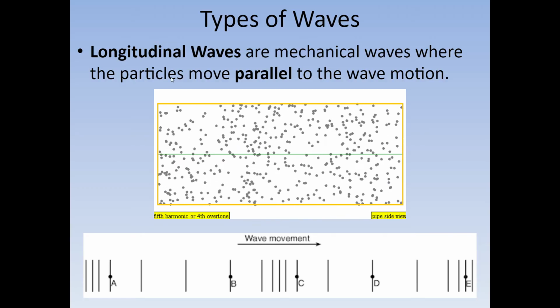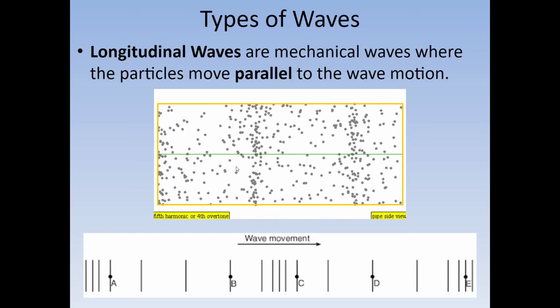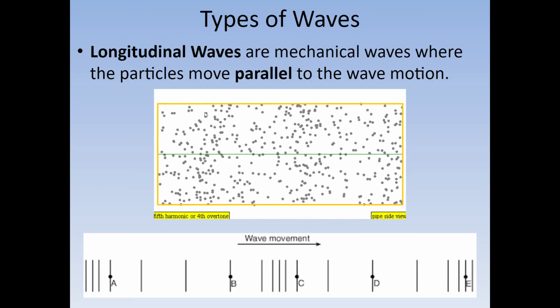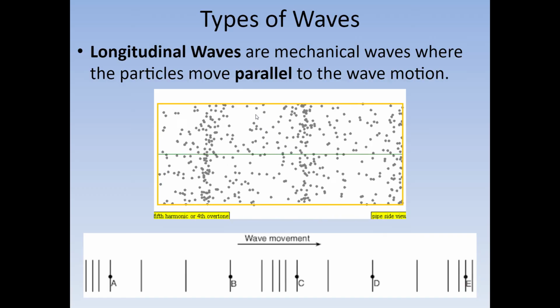Another thing that these longitudinal waves are sometimes called are compression waves because they get areas of high compressions and areas of low compressions.